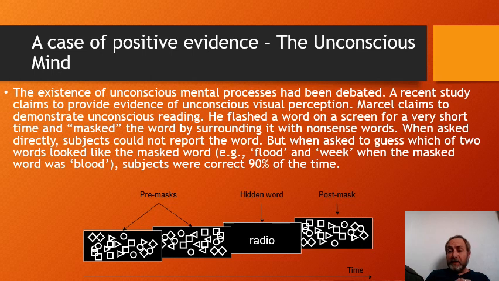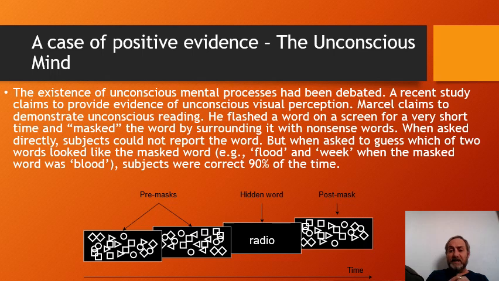All right, let's try another example, this one of positive evidence. So this one is about the unconscious mind. So here's again just the description that you might read in a newspaper article, and then we have to dig through it and find all the parts. It's been debated in the past whether there are unconscious mental processes, and this recent study claims to provide evidence that there is unconscious visual perception. Marcel claims to have demonstrated that there exists unconscious reading.